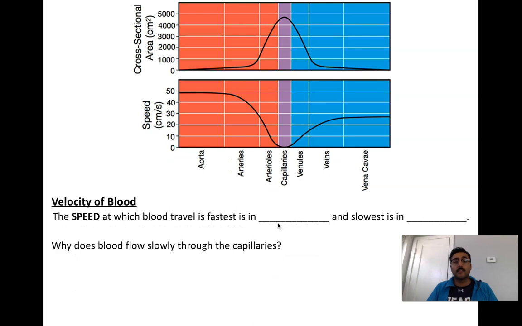Now, velocity or speed that blood travels at is always going to be fastest in those arteries. And that's because as the pressure is really high in the arteries, it's pushing that blood very quickly through those arteries.